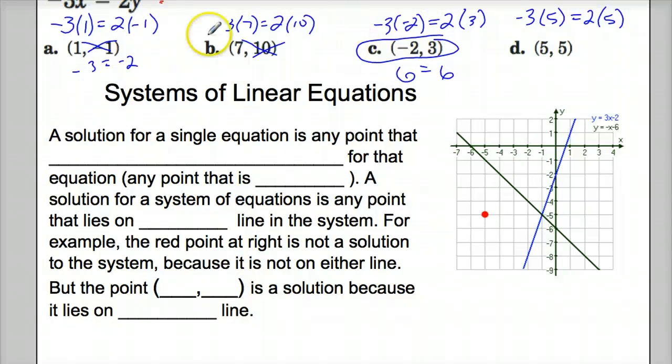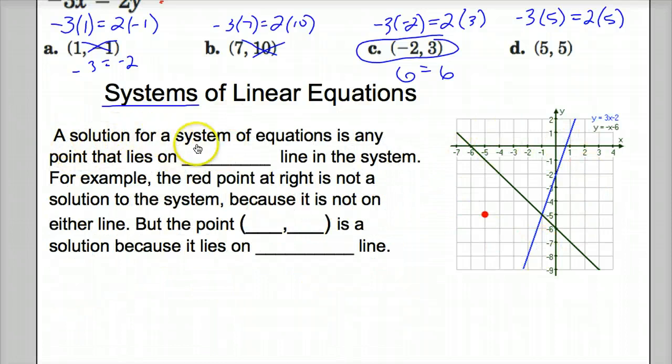So next, systems of linear equations. Systems here, this word right here, just means more than one. Linear equations, we know, are lines. Systems just means more than one at the same time. And you can see this example over here of more than one line on one graph.